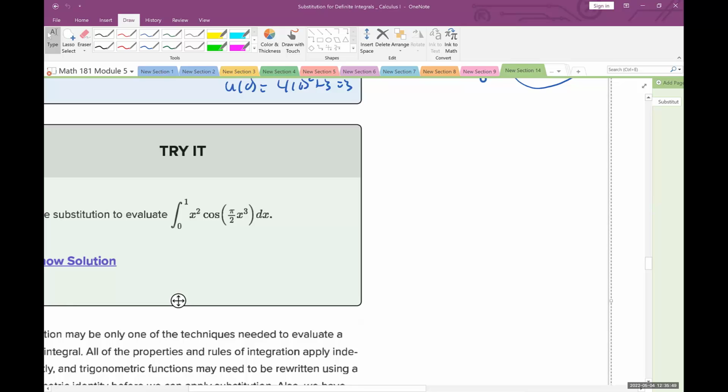So I'd like to have some input here, or I would like to see you work on this yourselves too. And what do you think the u should be? Pi over 2 x cubed. So good. If we say u equals pi over 2 x cubed, what's our du?